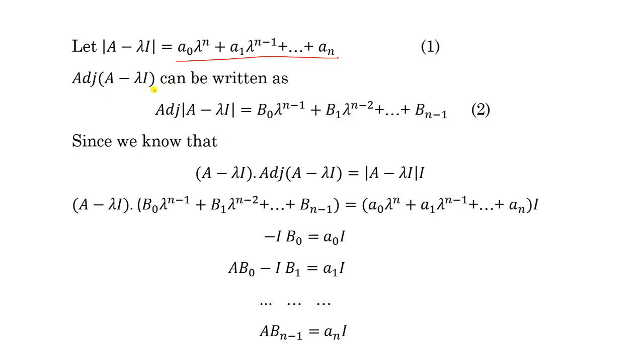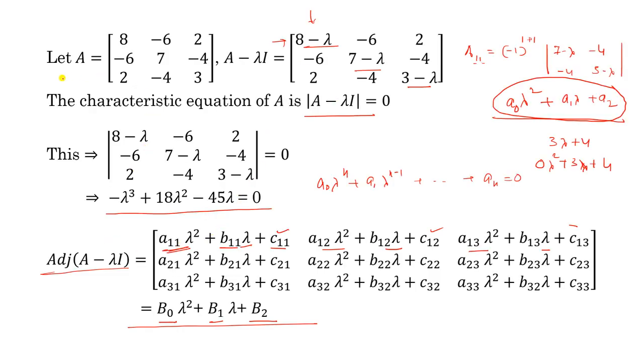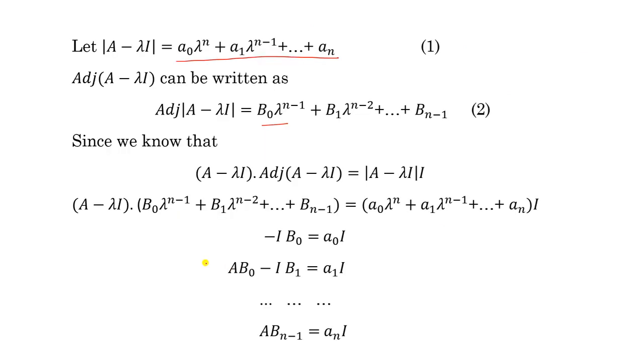Now adjoint (A minus lambda I), we can write it as B0 lambda to the n minus 1. Look at this. Here the order of A was 3, so adjoint (A minus lambda I) starts with lambda square, which means one power is reduced. So if the order of A minus lambda I is n, adjoint (A minus lambda I) will start with lambda to the n minus 1. So adjoint (A minus lambda I) can be written as B0 lambda^(n-1) plus B1 lambda^(n-2) plus up to B(n-1).